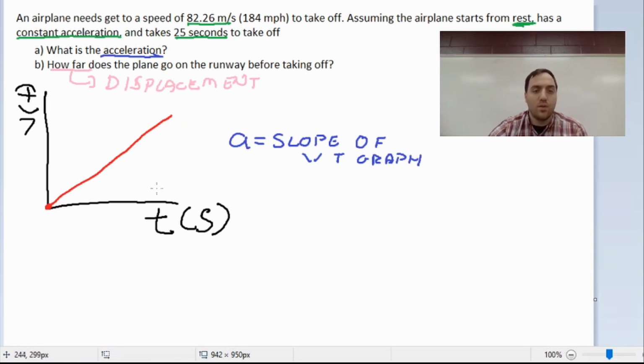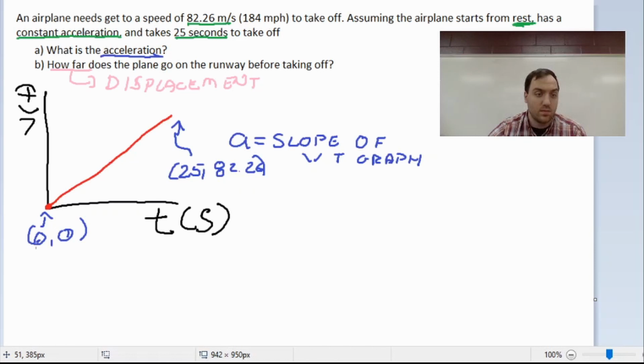I know that this point here at the bottom is 0, 0. And I know this point up here is 25, 82.26. How did I get this? Well, it starts from rest at time 0, and then it starts moving. And at time 25, it takes off. So this is 25, 82.26.